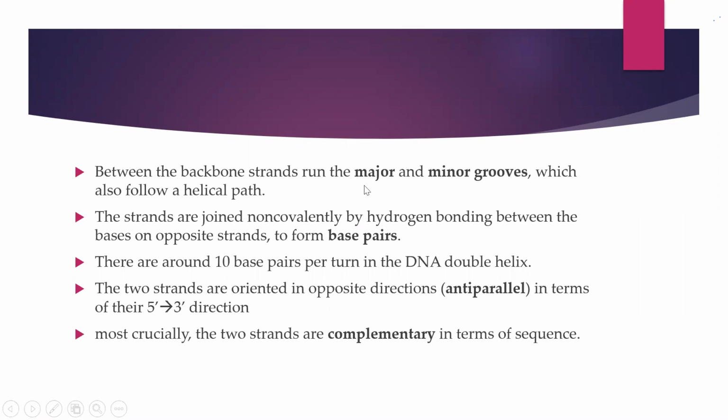Between the backbone strands, you would see the major groove and minor groove, which also follow a helical path, and these 2 strands are joined non-covalently by hydrogen bonding between the bases of the opposite strand in order to form the base pairs. There are about 10 base pairs per turn in the DNA double helix. The 2 strands are oriented in opposite directions. That means they are anti-parallel to each other in terms of their 5' to 3' direction. And most importantly, the 2 strands are complementary in terms of sequence.